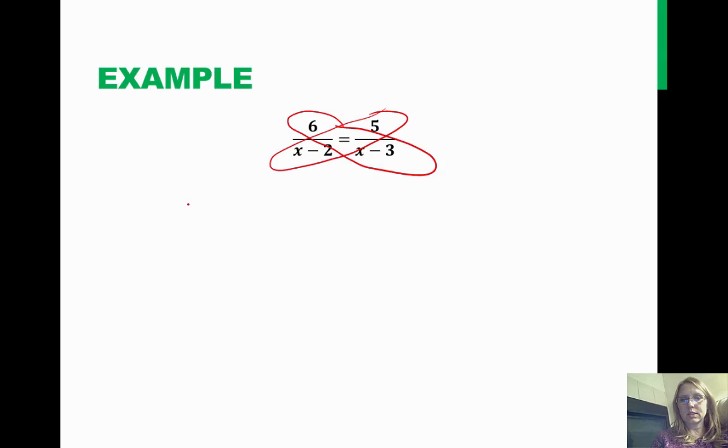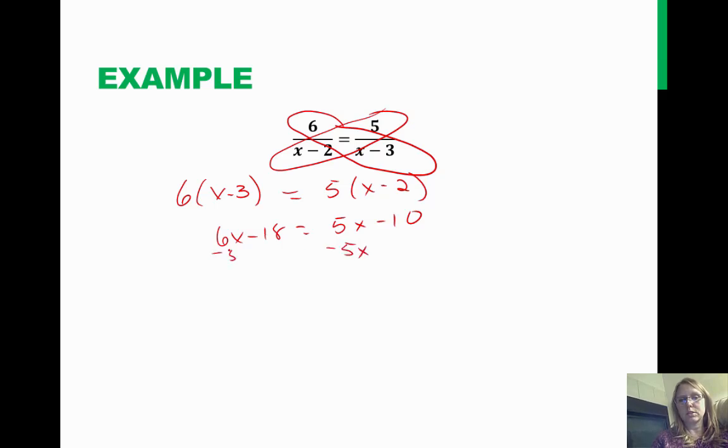So let's do this. 6 times x minus 3 equals 5 times x minus 2. So let's multiply this out. We have 6x minus 18 and 5x minus 10. Now if I get my x's on the same side, so I'm going to subtract 5x from both sides, I'll have x minus 18 equals negative 10. And then if I add 18 to both sides, I'll have x equals 8.